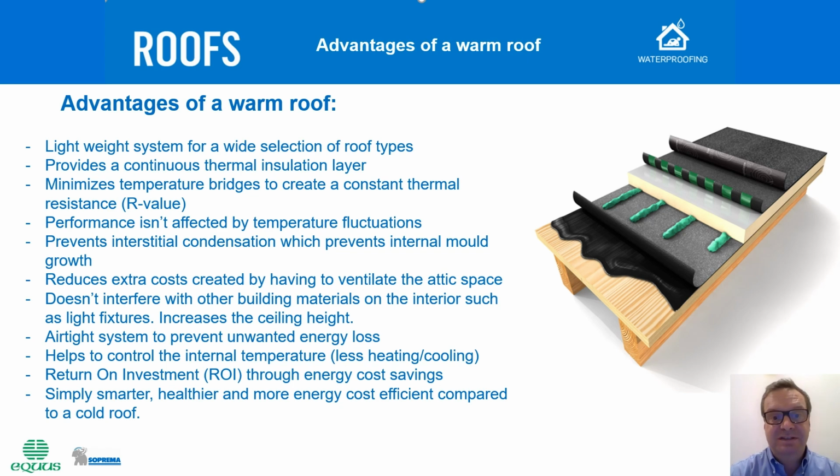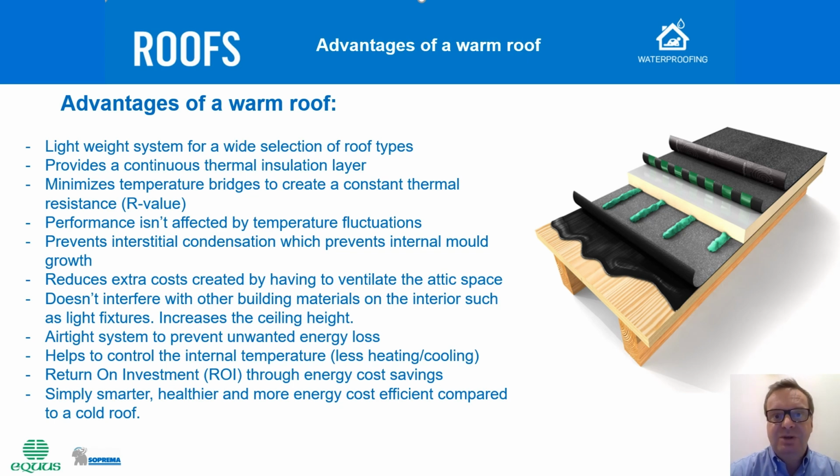The warm roof system that combines vapor control layer, thermal insulation and waterproofing membranes is a lightweight system that can be placed on a whole range of roof structures, such as, for example, concrete, corrugated metal, plywood, CLT timber, or in some cases even an existing roof.